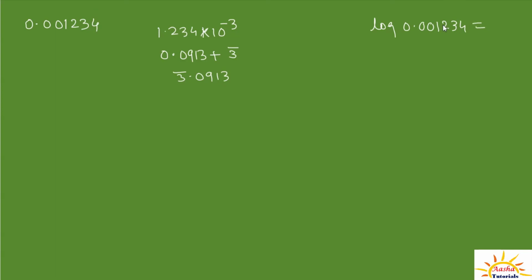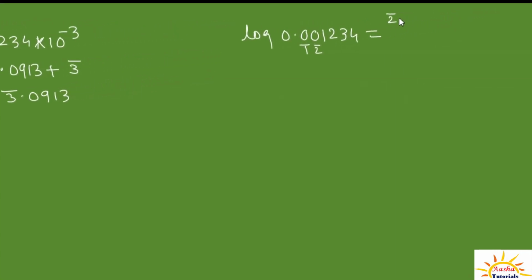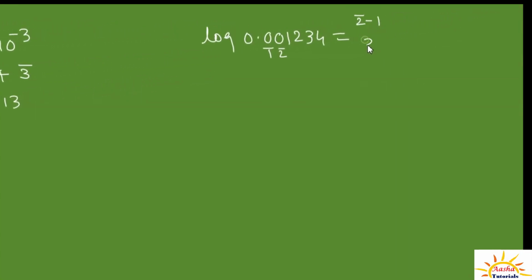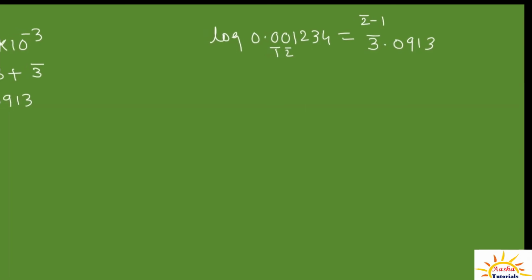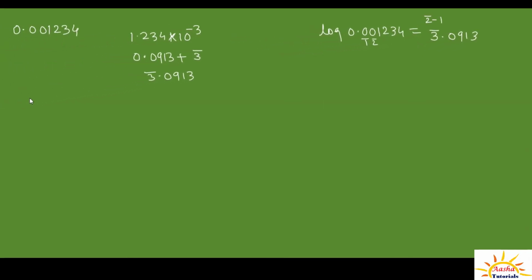Or by our second method, the log of 0.001234: here, when the zeros are on the right side of the decimal point, the place value of this 0 is minus 1, of this 0 is minus 2. So while finding the characteristic value, as the place values of the zeros are minus 2 and minus 1, that gives me bar 3. I'll write the decimal point and again the log of 12 in 3 and 4 that we have, that is 0913. Practice some more numbers so you understand better how to find the characteristic value and mantissa.